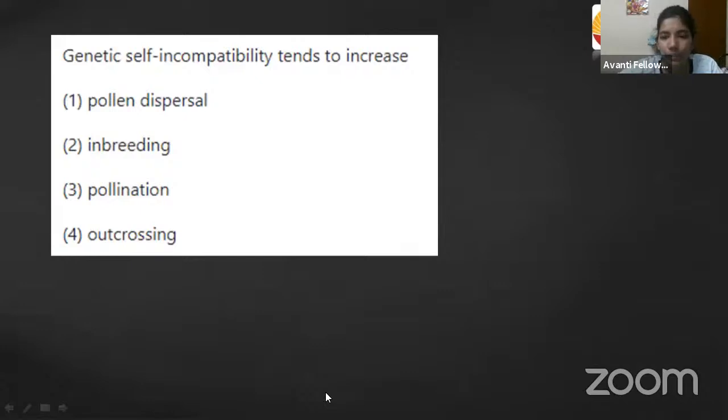Oh, no, Chetana. The results are like this. 11% of the people have chosen option A, 18% option B, 7% option C, and 64% option D. Correct. C, genetic self-incompatibility. That is the main technique for the outbreeding or outcrossing, right? That tends to increase the outcrossing, which means that tends to increase the cross-pollination, okay?